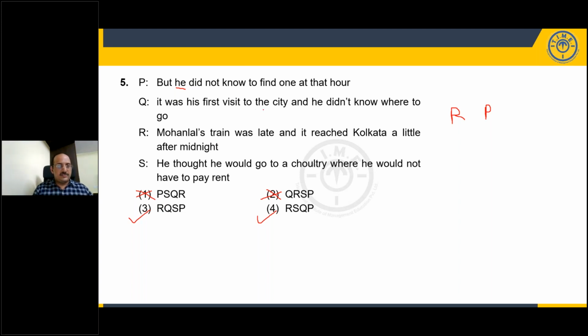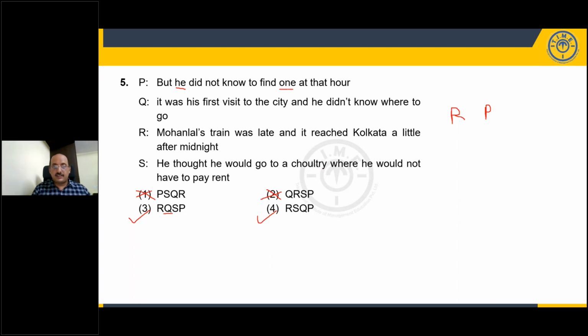It was his first visit to the city because R के बाद Q आ रहा है यहाँ पे. So it was his first visit to the city. He did not know where to go. He thought he would go to a Chaultry where he would not have to pay rent. He did not know how to find one.